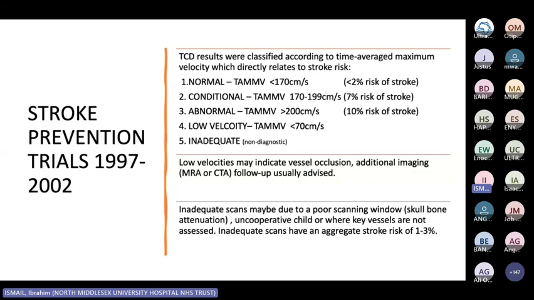A lot of these child patients, it's something that is new to them. It's a new environment. So in most cases, when I scan 2-year-olds, I try my best to be as patient as I can, but it's very, very difficult. But you have to try nonetheless. Inadequate scans have an aggregate stroke risk of 1 to 3%, but obviously it's not definite here.